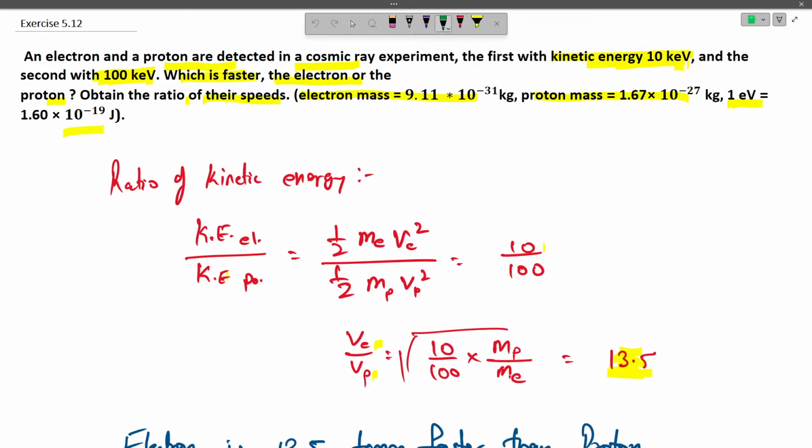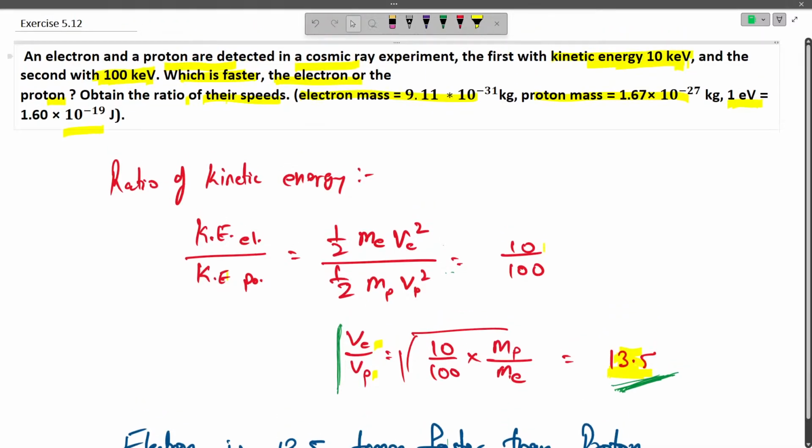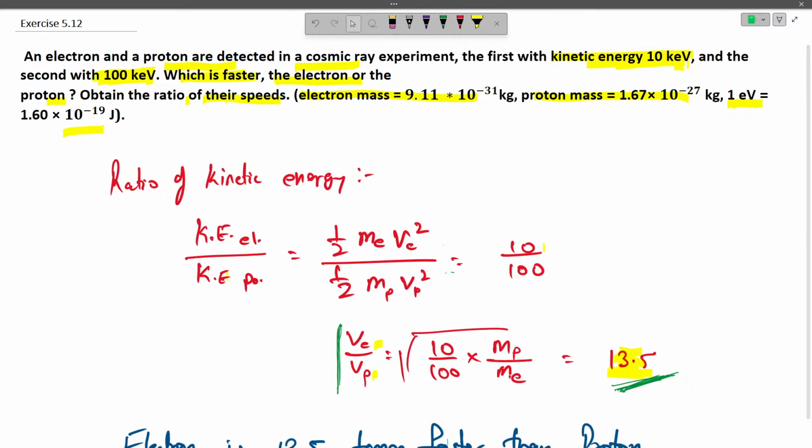Since we have been given the values of kinetic energy, we can find the ratio between them, and the only unknown would be the velocities of these two particles, which we have to find out relatively. We see here that the velocity of the electron is 13.5 times that of the proton. Since the electron is lighter, its velocity is much higher than that of the proton, even though the proton has higher kinetic energy. Let's move to the next question.